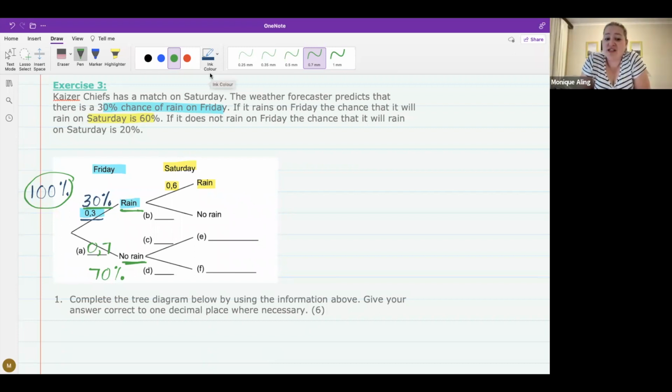Okay, do we have answers for the others? B, C, D, E, F. I've gotten, I think, 2 responses. If you guys are ready to share your answers, you can.